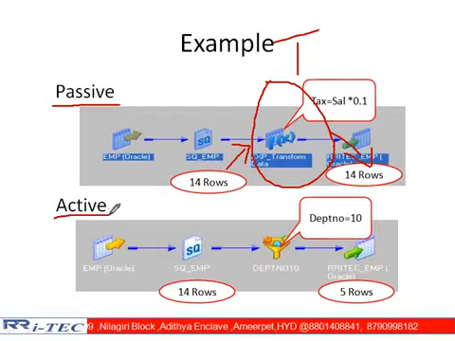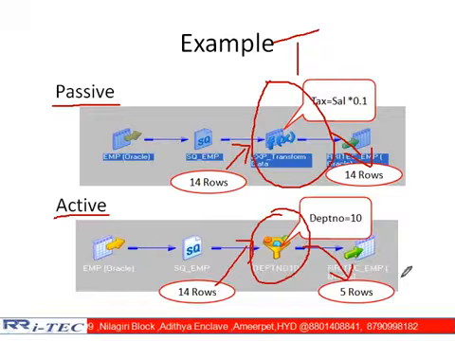Second is active. What do you mean by active? Suppose I am giving 14 records as input here, but how many records are coming as output? 5 rows. The number of input records is not equal to the number of output records, so it is called active. There is no guarantee that the number of records will always reduce. Sometimes it may increase also.